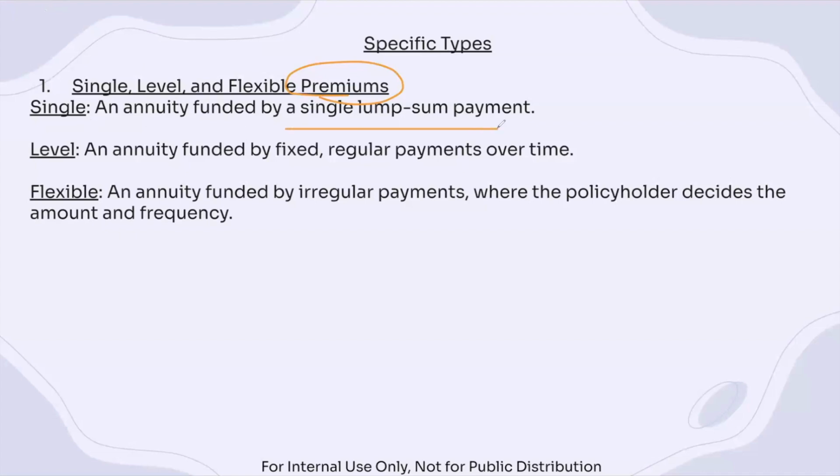A level annuity is an annuity funded through regular payments over time, right? So maybe you're contributing $400 per month during the accumulation period. And a flexible annuity is funded by irregular payments, right? So the policyholder can decide. It's kind of like universal life, where you have that flexibility. But we can see that premiums can be paid in three different ways, really similar to life insurance so far.